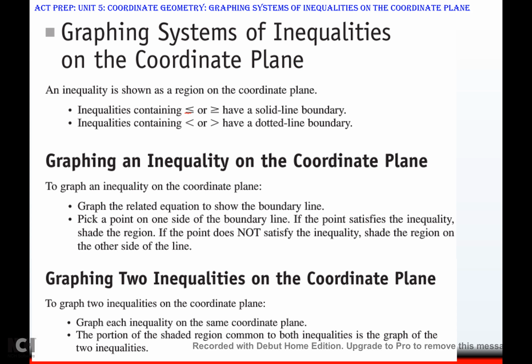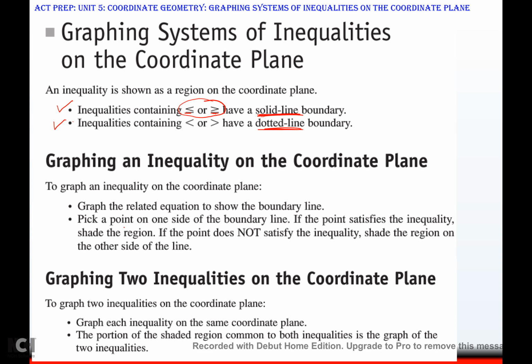Inequalities containing the "or equal to," so less than or equal to or greater than or equal to, have a solid line boundary. Inequalities containing no "or equal to," in other words, just less than or just greater than, have a dotted line boundary. To graph an inequality on the coordinate plane, graph the related equation to show the boundary line. Just like when we graphed equations, you get y alone and use m and b. But when you connect the dots, you've got to do either solid or dotted, and this tells you which one to use. If there's bars, you connect with a solid line. No bars, you connect with a dotted line.